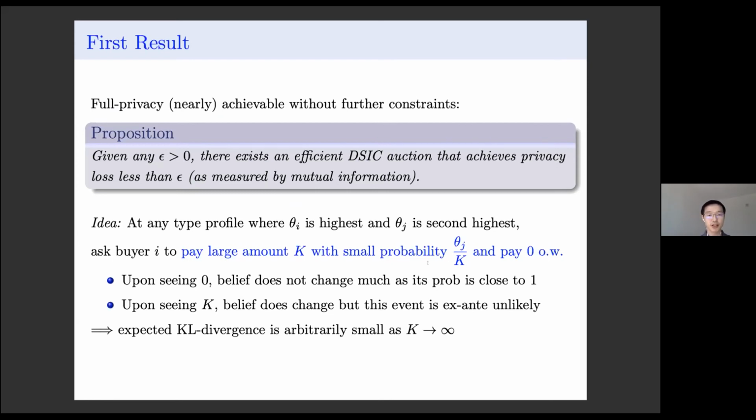But because this large payment only occurs with small probability, this event of seeing the large payment is very unlikely. Because of this, the expected KL divergence can be made arbitrarily small if we let K go to infinity.